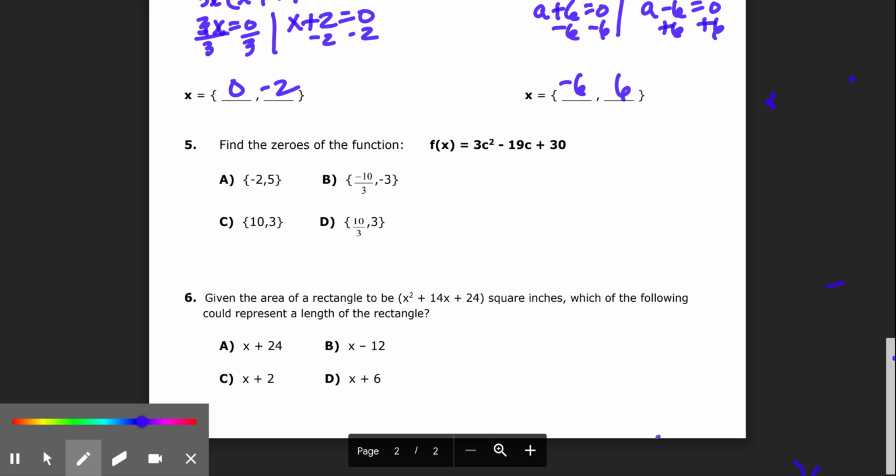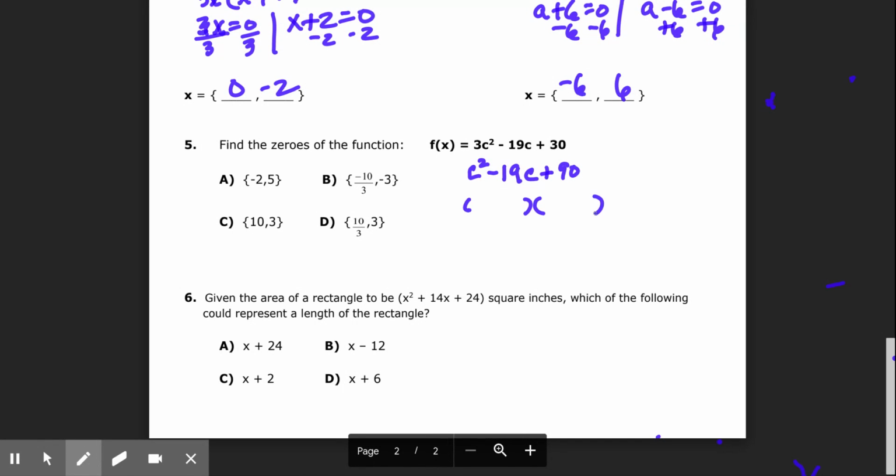So that's going to be c squared minus 19c, and then I multiply 3 times 30 and get 90. So this will be plus 90. Then I'm going to factor that. Since that's a plus, it tells you they're going to be the same. That tells you what they're both going to be. So it'll be a c minus, and then we need factors of 90 that add up to 19. Well, thank goodness, that's fairly easy, 9 and 10.